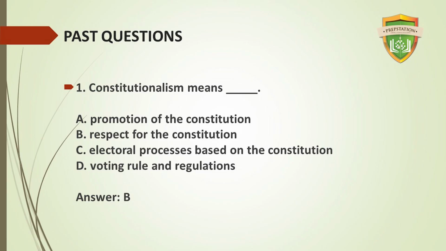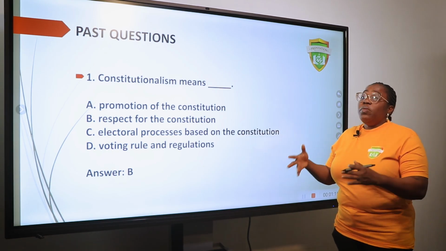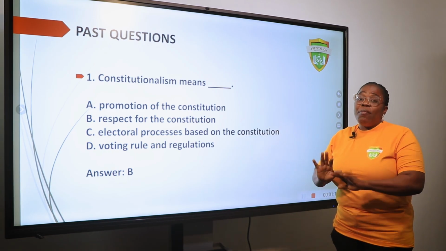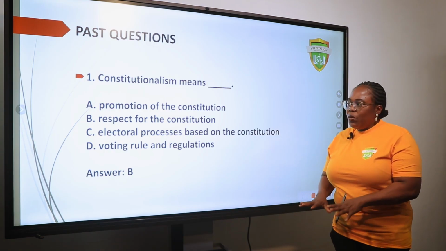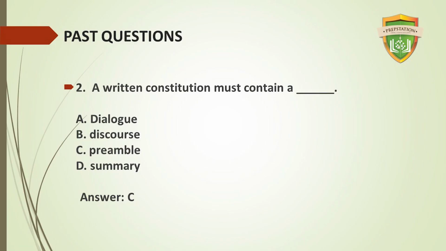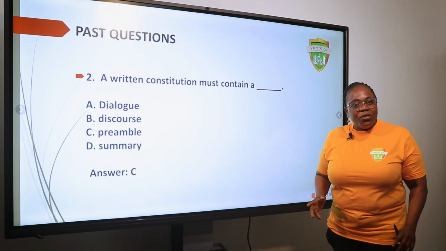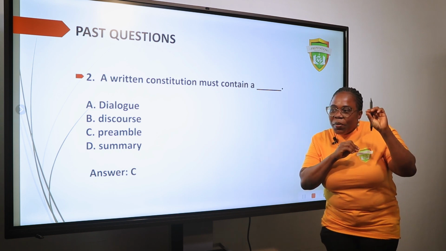Okay, we have our first question. Constitutionalism means dash. You see, respect for the Constitution, like I said, is to make sure that government does not abuse power. Take note of this. Let's go to our next question. Okay, we have a question. A written constitution must contain dash. Now let's go back to when you learned written constitution. Remember, written constitution is in a single document.